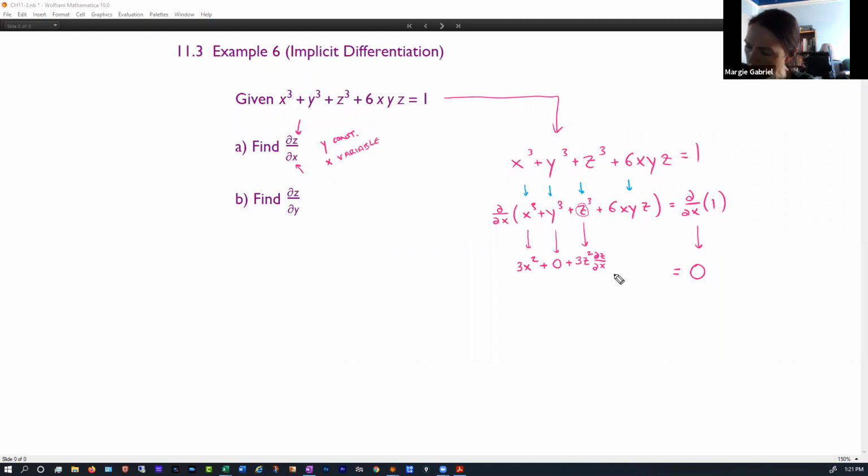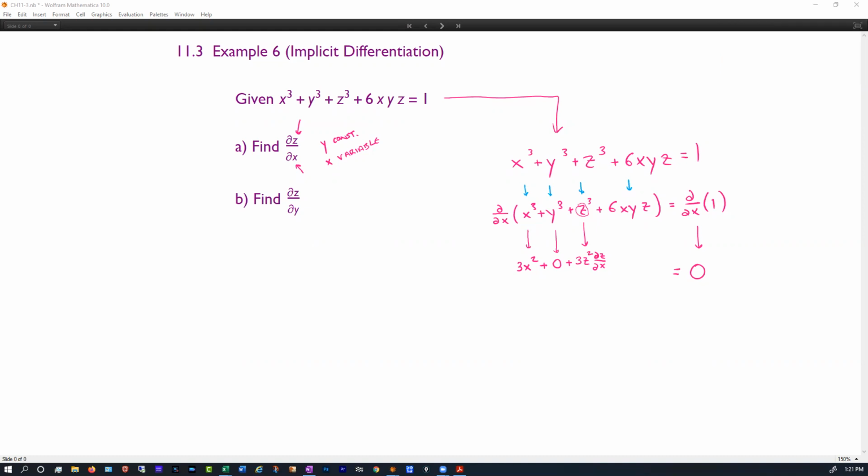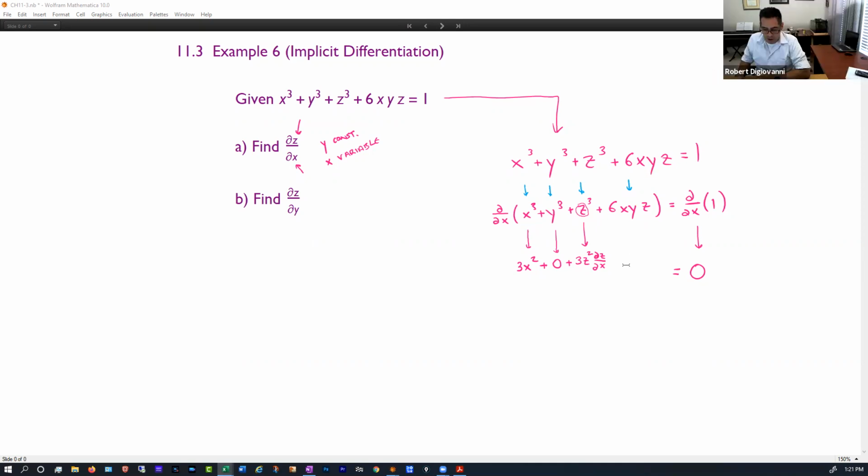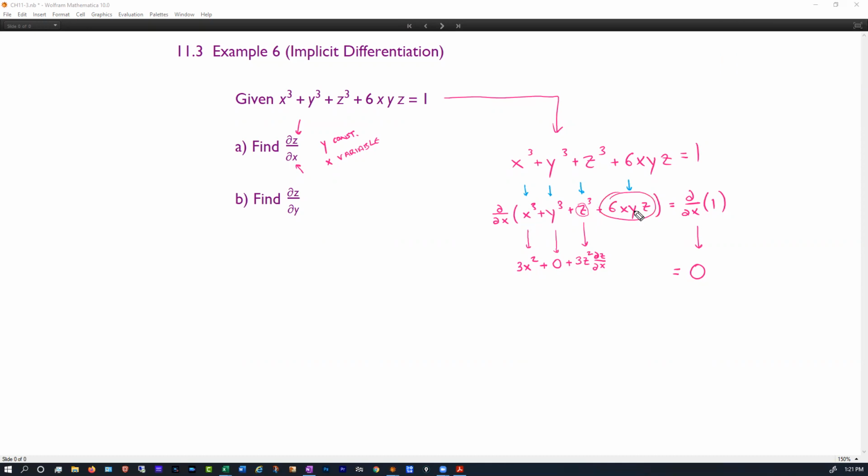Good. Okay, let's go to, is Daisy around? Yes, I'm here. Okay, Daisy. You get the harder part here. So what do you think about this, Daisy? You have to take the derivative of this. And remember, y is a constant, right? Would it just be 6y?